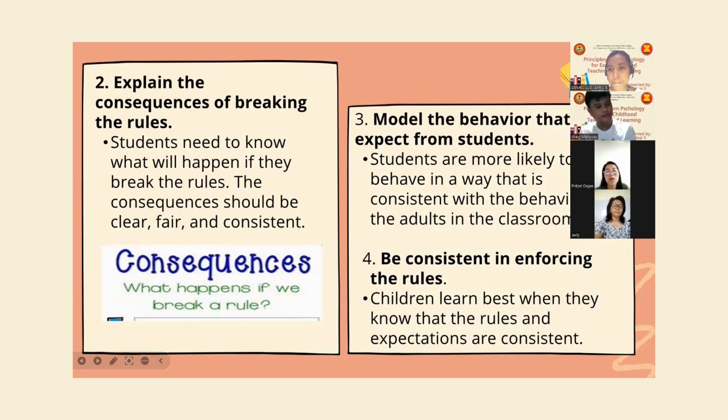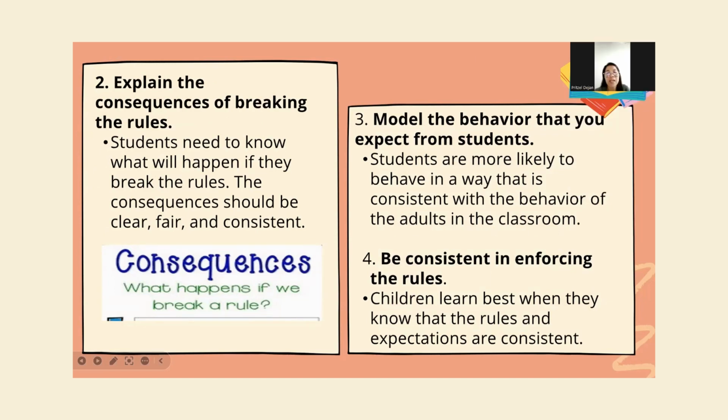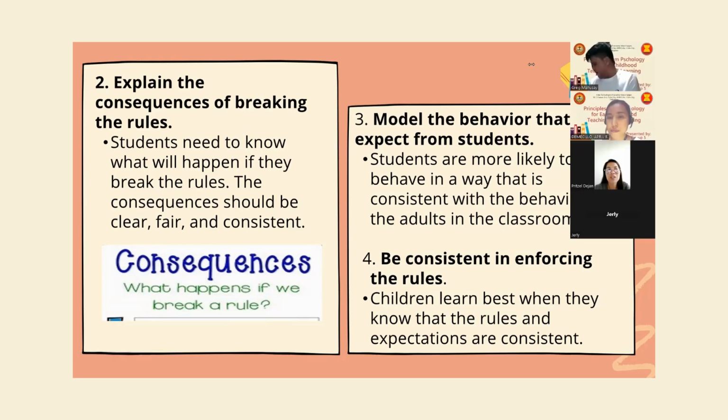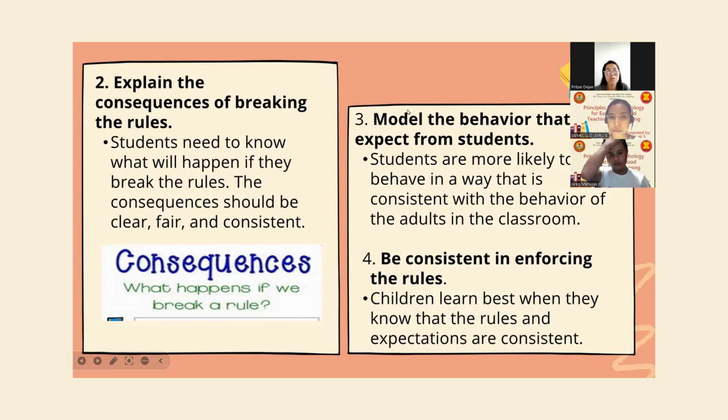Next is model the behavior that you expect from students. Students are more likely to behave in a way that is consistent with the behavior of the adults in the classroom. Especially young graders or preschoolers, they are good imitators. So whatever they see in adults, that is what they follow. As teachers, we are role models in our classroom. So we should be aware of our actions because they can easily follow them.